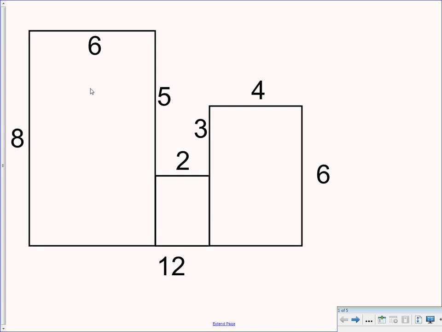Now this is fairly straightforward. If we wanted to find the area, we'd simply multiply 8 times 6 to get this rectangle, 4 times 6 to get this rectangle, but we still have to figure out this side. All right, that's going to require some detective work. But before we do that, let's talk about the perimeter.